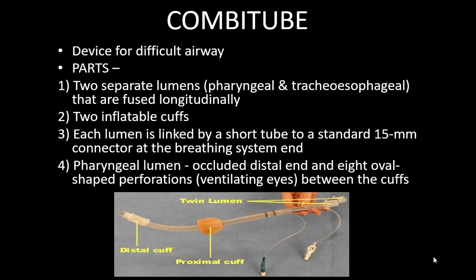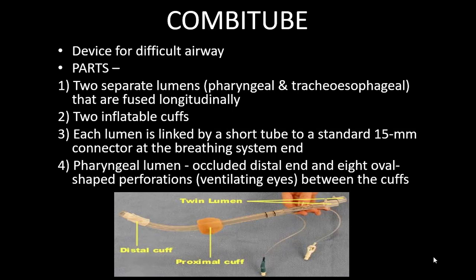Now combi tube. It is a device used for difficult airway. The parts are two separate lumens, pharyngeal and tracheoesophageal, that are fused longitudinally, with an inflatable cuff. Each lumen is linked by a short tube to a standard 15 mm connector.